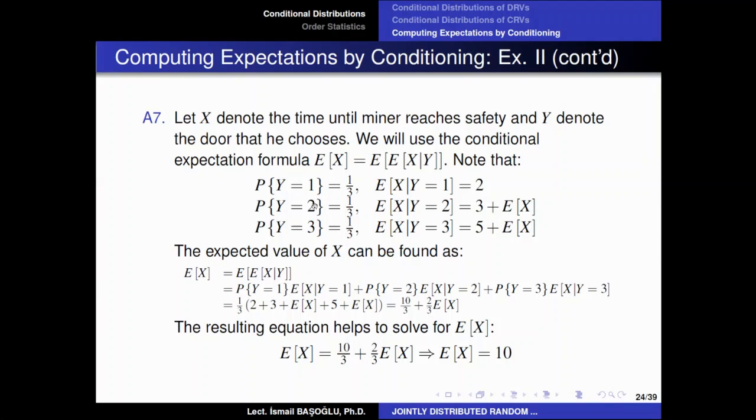When you choose door 2, you are going to travel for 3 hours and come back to the starting point. And when you choose door number 3, you are going to travel for 5 hours and you are going to come back to the starting point again.